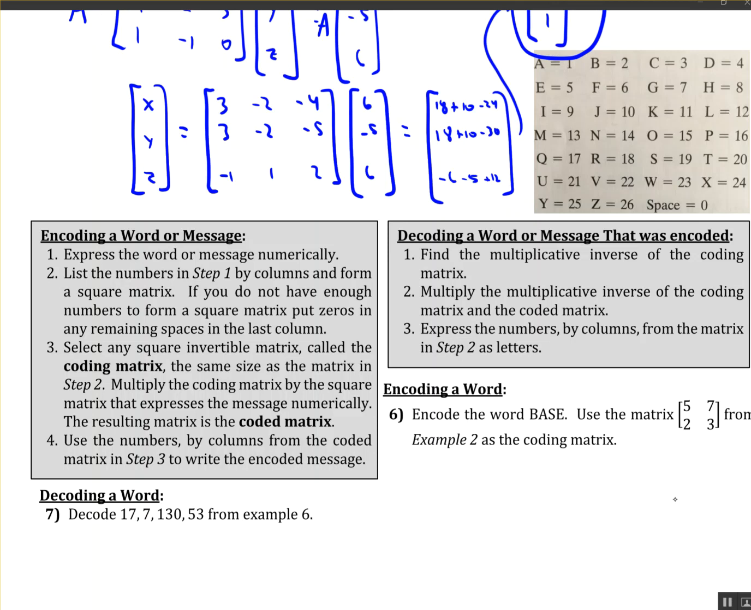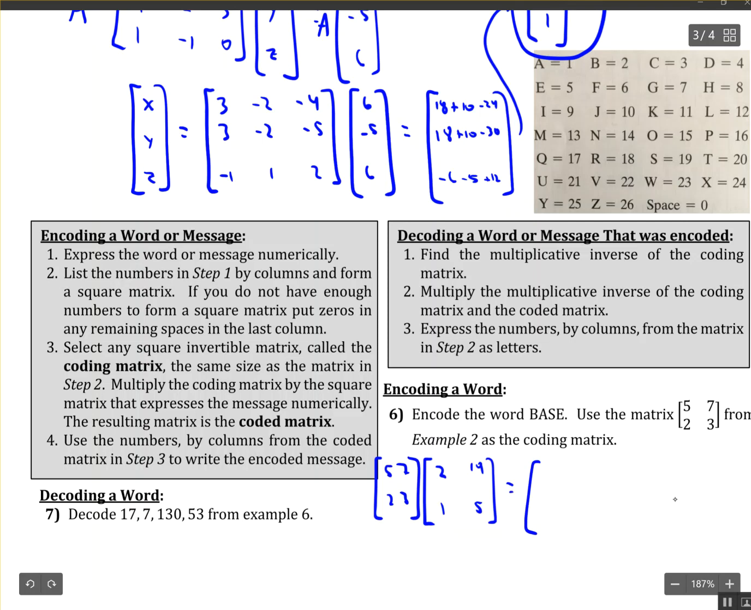So if we look at the word BASE, that's going to be 2, 1, 19, 5. And then if we want to use the matrix 5, 7, 2, 3 to encode, we're just going to multiply 5, 7, 2, 3. And when I do that, I'm going to get 5 times 2 plus 7 times 1 gets me 17. 5 times 19 plus 7 times 5, so that's 95 plus 35 is 130.